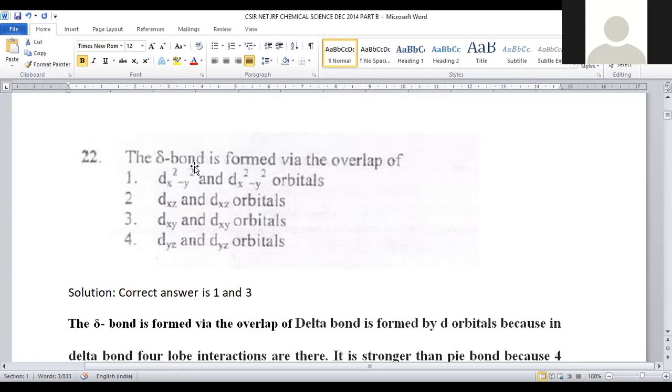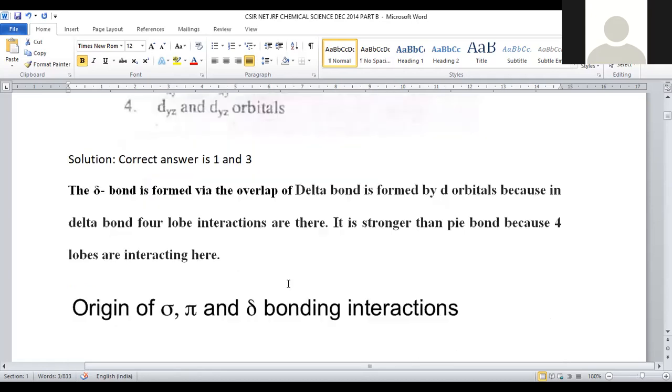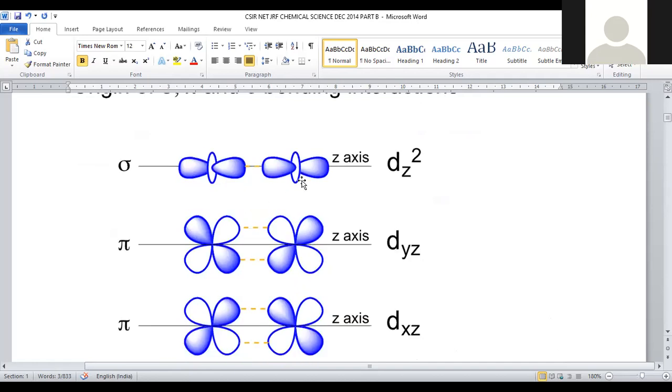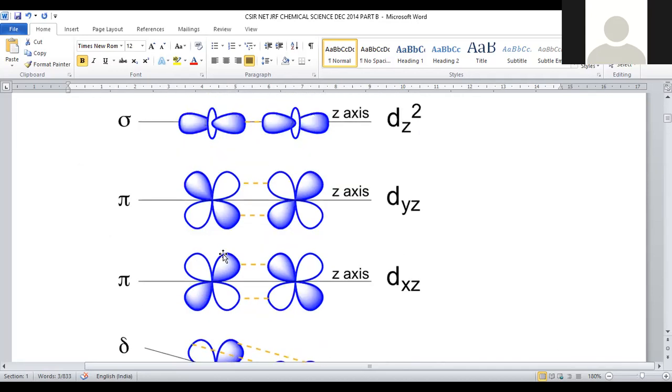In order to get the delta bond, the condition is that d orbital double dumbbell lobes are involved in the participation of bond. Most probably d block elements will participate in the delta bond formation. Let us see the condition. Sigma bond is originated by axial overlapping. Two orbitals are inclined in the axis and both mix, and there is a formation of sigma bond. In order to get the pi bond, the sideways overlap of the orbitals is possible, which is known as lateral overlapping.